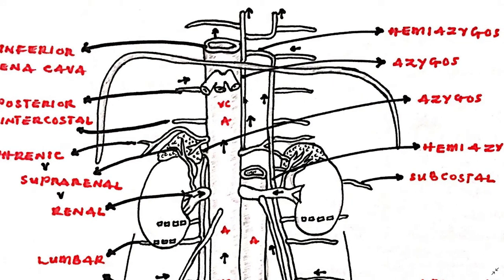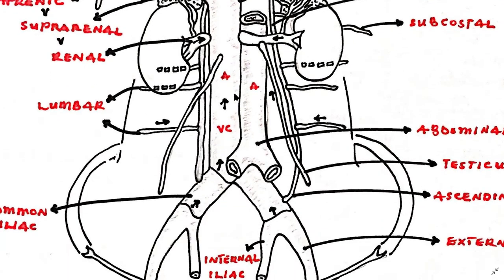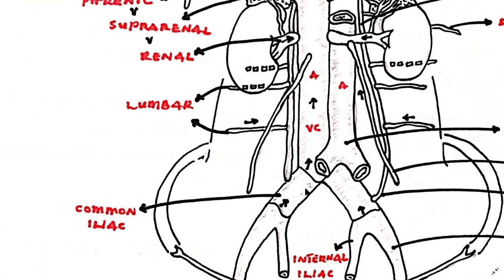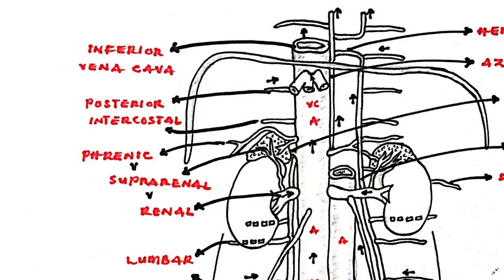Now, the point where the left and right common iliac veins behind the abdomen unite is where the inferior vena cava begins, and this is usually at the level of the fifth lumbar vertebra. It passes through the thoracic diaphragm at the caval opening at the level of T8, or the 8th thoracic vertebra.